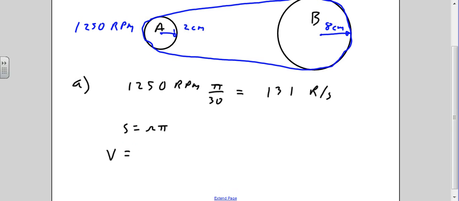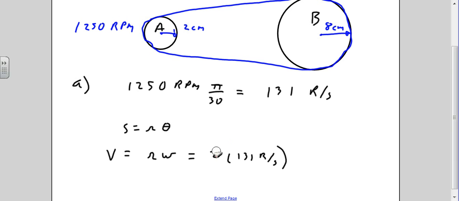It's not r pi though, it's r theta, right? R theta, then the velocity has to be r omega. 2 times 131 radians per second. That's not right. Something's not right there.